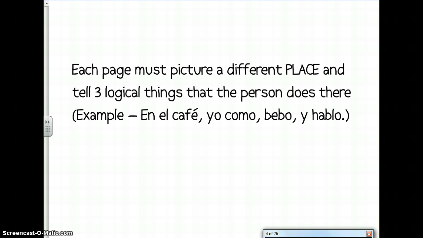As an example, en el café yo como, bebo y hablo, which means at the cafe I eat, drink, and talk. So you're going to choose a place for each of your subjects, or for each page. Choose a place and choose 3 things that that person would do there. The subject of this sentence would be yo, not only because it says yo in the sentence, but also because my verbs are conjugated to match the subject yo. Each ends in O. That tells me I'm talking about myself, or the subject here is I, or yo.